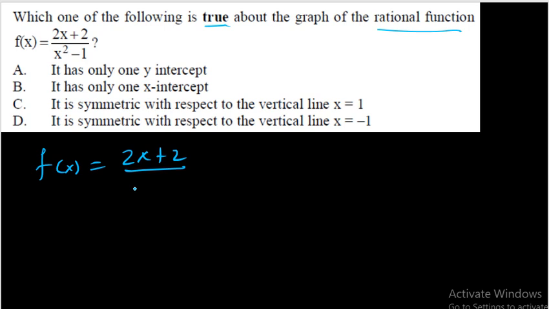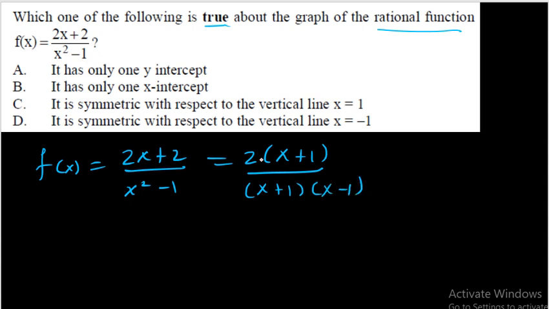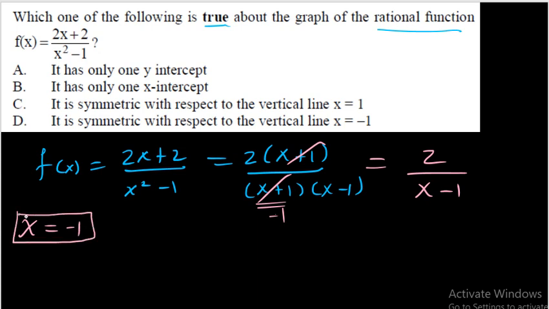When we are given a rational function, let's try to simplify first and then observe what happened. In the numerator, the 2 can be taken out, giving 2(x + 1). The denominator, x² − 1, can be factorized as (x + 1)(x − 1). Then x + 1 cancels with x + 1, and what remains is 2 over x − 1. But what is cancelled here? x + 1. That means the original function is undefined at x = −1, so at x = −1 the final graph will have a hole.